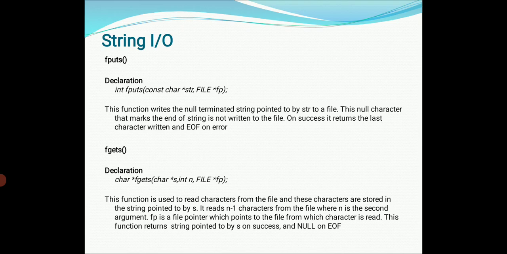The next is fgets. This function is used to read characters from the file, and these characters are stored in the string pointed to by s. It reads n-1 characters from the file, where n is the second argument. fp is a file pointer which points to the file from which characters are read. This function returns the string pointed to by s on success and NULL at the end of the file. So this is the fgets function. Here is the declaration part.